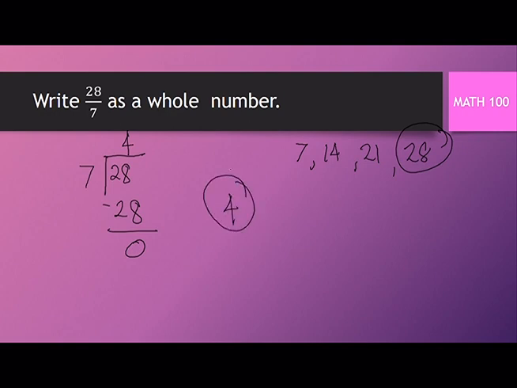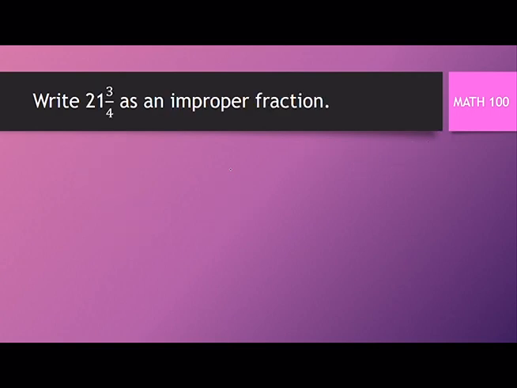So I hope that is really, really easy on your part. Now let's move on to writing 21 and 3/4 as an improper fraction. So this time we have now the mixed number. We are trying to rewrite that one into an improper fraction.